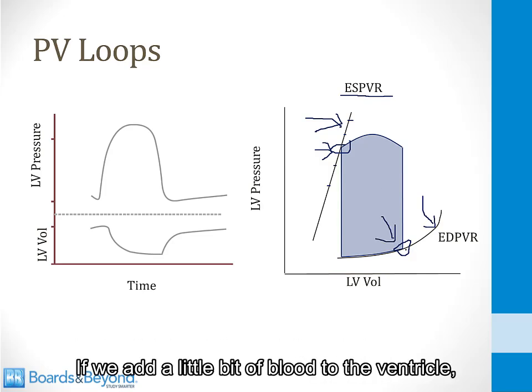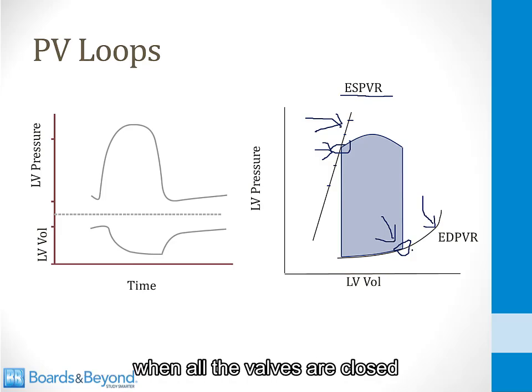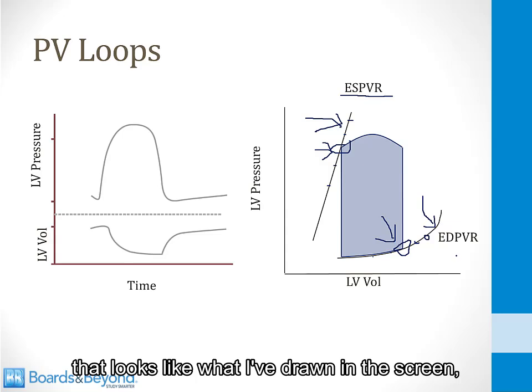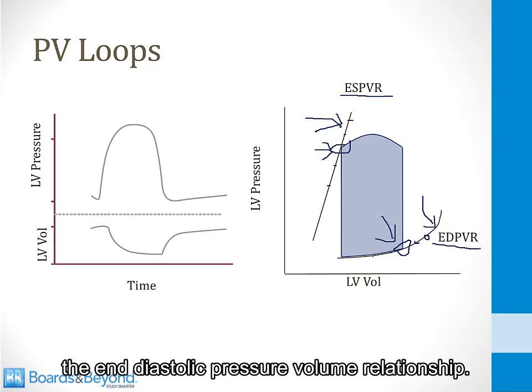We could do the same thought experiment here at the end of diastole. If we add a little bit of blood to the ventricle when all the valves are closed and it's a sealed chamber, we would create another point here. And if we added some more, we'd create another point here, and we could remove some blood and create a few points down here. And then we would get a curve that looks like what I've drawn on the screen, and that's called the end diastolic pressure-volume relationship.